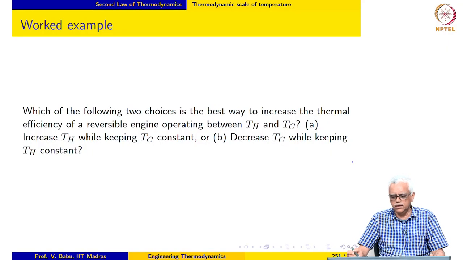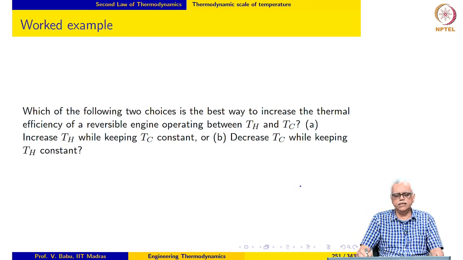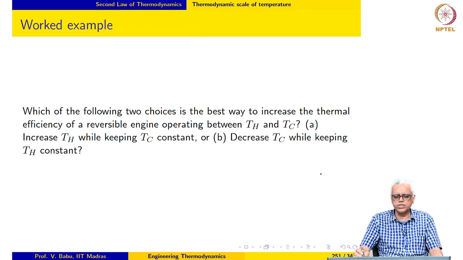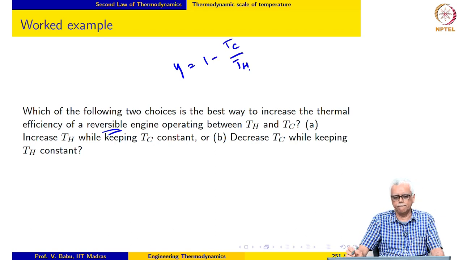Let us now solve a few worked examples which will hopefully illustrate these concepts. The first one reads like this: which of the following two choices is the best way to increase the thermal efficiency of a reversible engine operating between TH and TC? Because it is given that it is a reversible engine, I may write the efficiency as 1 minus TC over TH.